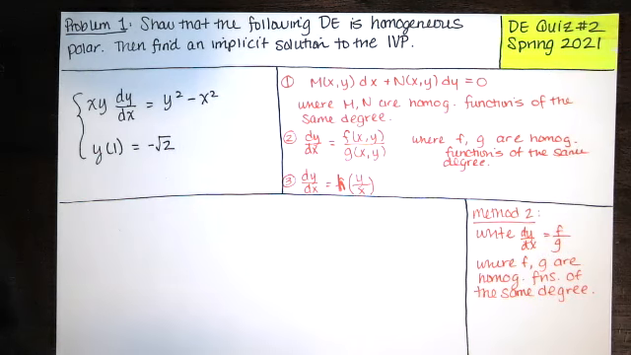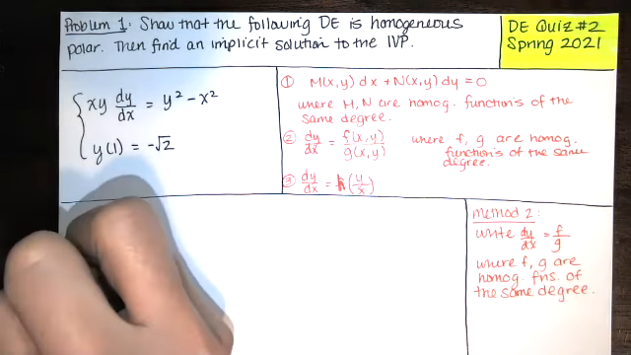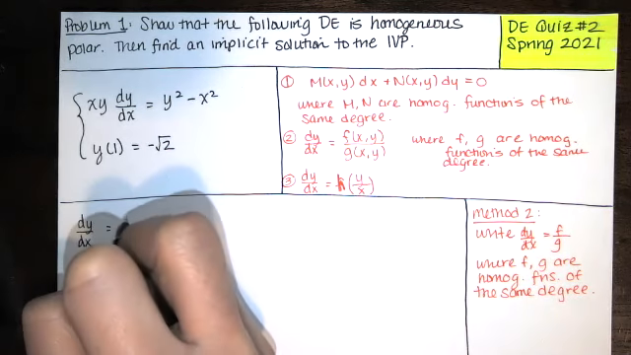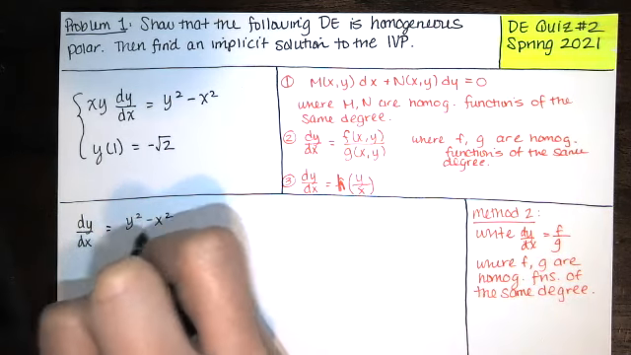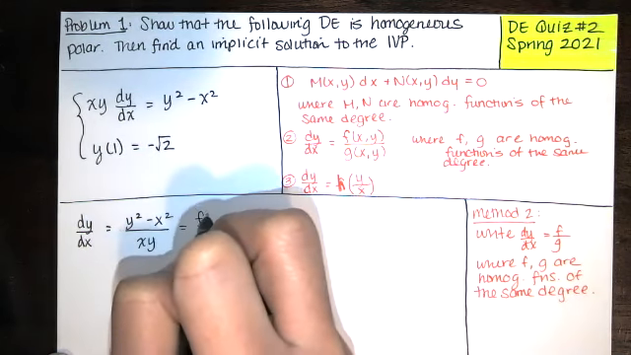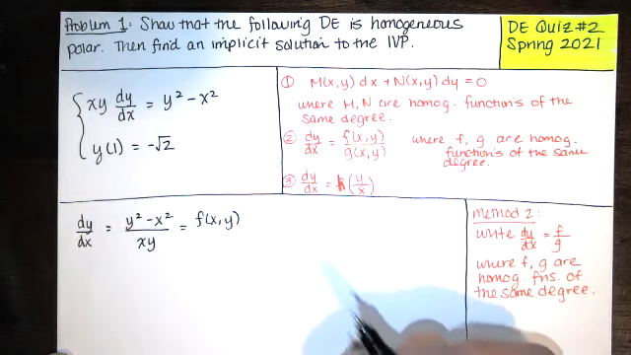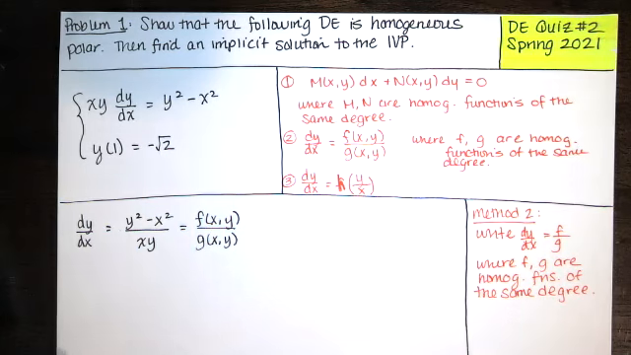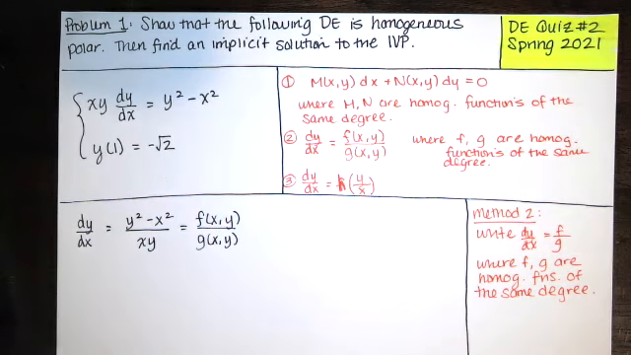So we have that. So if we divide both sides of this equation by x times y, we have y squared minus x squared in the numerator and x times y in the denominator. The top function is what we will label f, and the bottom function is what we will label g. And now we want to verify that f and g are homogeneous functions of the same degree.